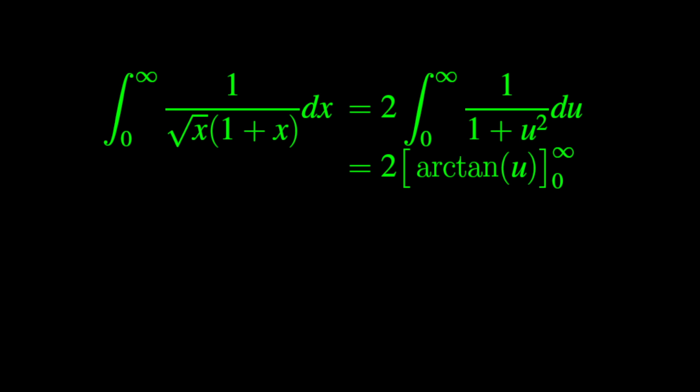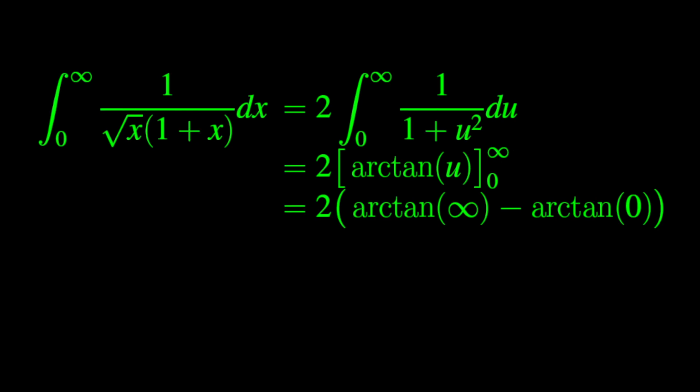We all know that the antiderivative of 1 over 1 plus u square is the arctangent of u plus a constant of integration c. So our integral is equal to 2 times the arctangent of u evaluated at 0 and infinity, which is equal to 2 times the arctangent of infinity, minus the arctangent of 0. Recall that the arctangent of infinity is pi over 2, and the arctangent of 0 is 0. In sum, the value of the integral from 0 to infinity of 1 over square root of x times 1 plus x dx is equal to pi.